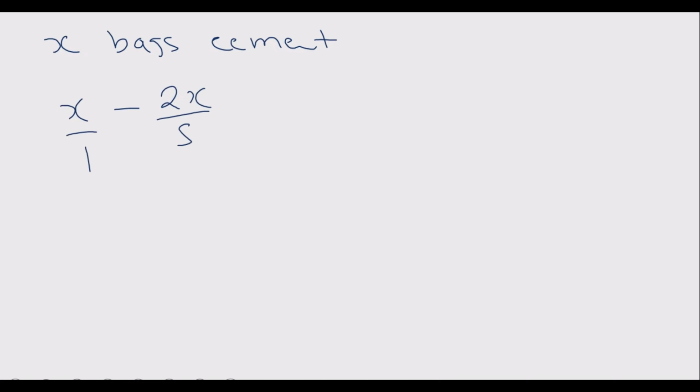Let us assume that he loaded X bags of cement in the truck at the beginning of the journey. Then from this X, he subtracts 2/5 of X. What remains? So we have 1 and 5. What's the common denominator? The common denominator is 5. 1 into 5 is 5, 5 times x is 5x. Minus 5 into 5 is 1, 1 times 2x is 2x. 5x minus 2x will remain with 3x over 5.